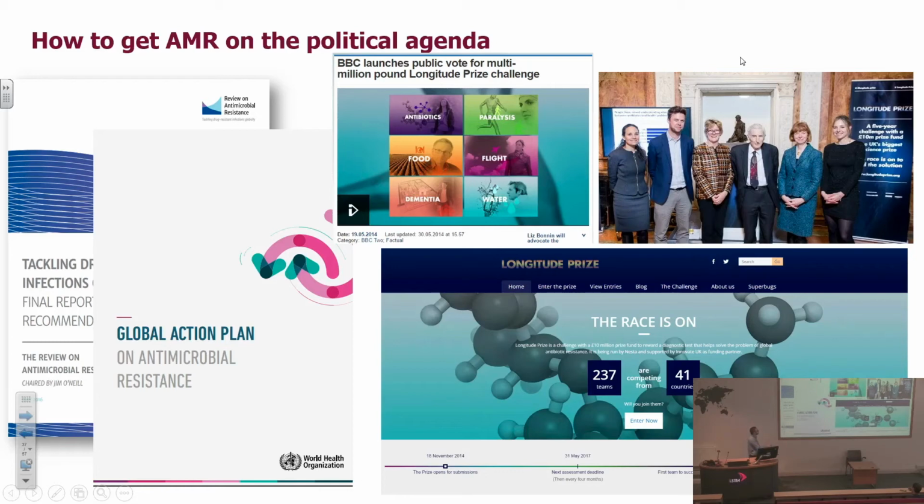Okay, antibiotics was championed by Dame Sally Davis, and there was a massive push to get the public to vote for that, and it worked, and it won. So there's sustained public engagement with this topic through the Longitude Prize, which is excellent. And it all went to help and push David Cameron into getting this on the political agenda.